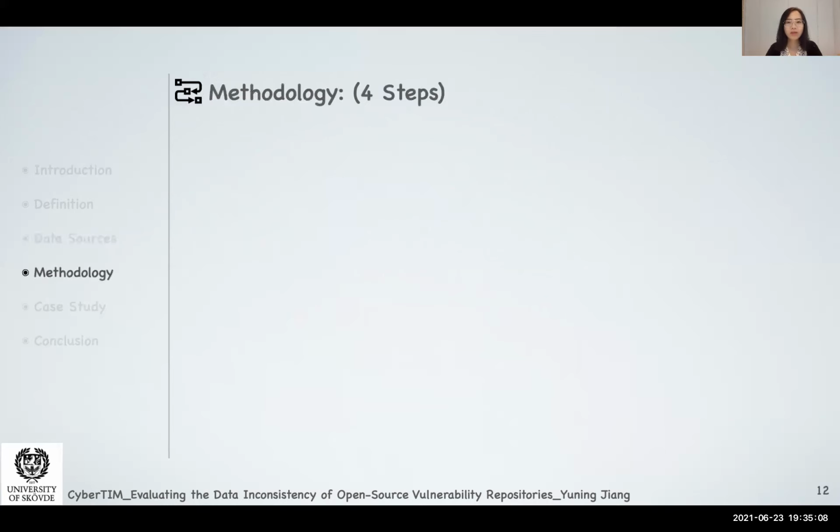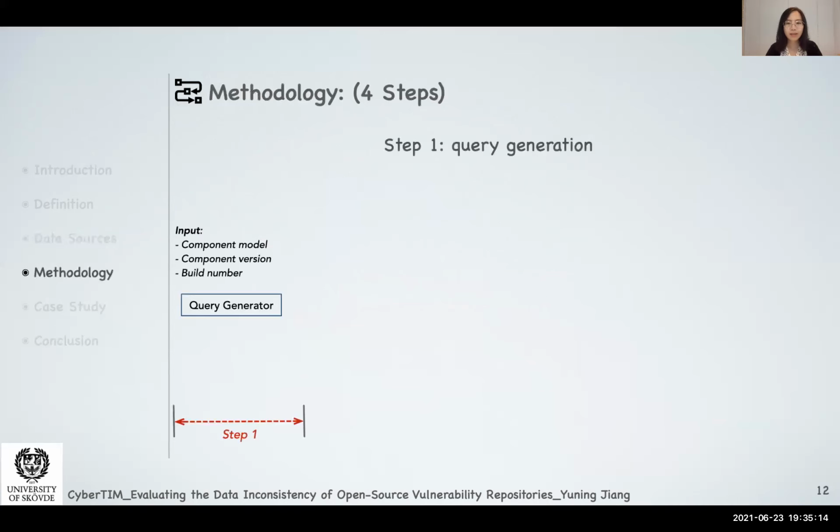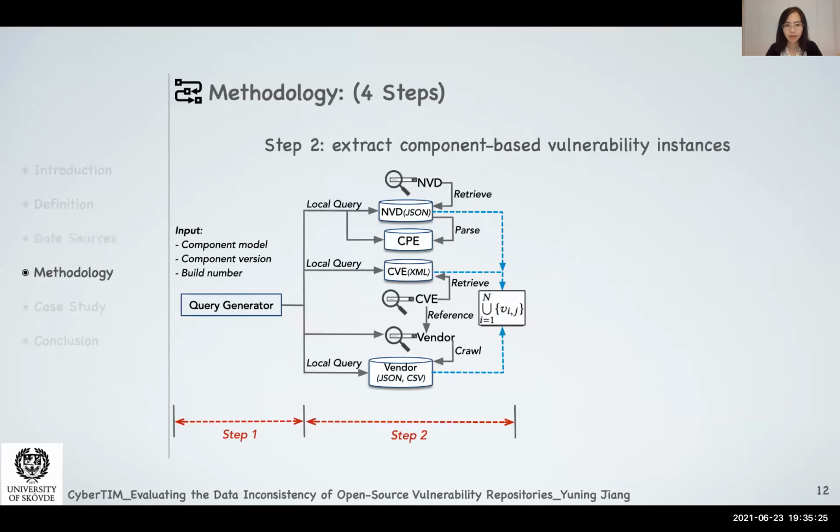The methodology for data inconsistency analysis is composed of 4 steps. Firstly, we collect system configuration information and component details. We then write the import filter to translate component information into query tags. Secondly, the translated tags are used in Python-based queries to extract component-based vulnerability instances. Here we take the union of all retrieved vulnerability reports.